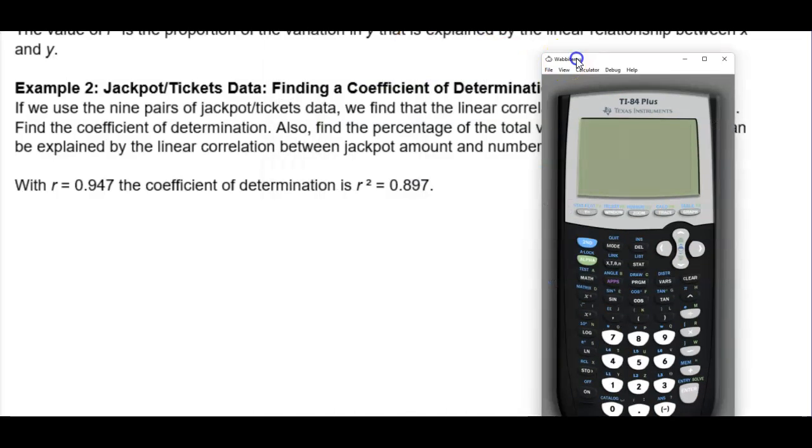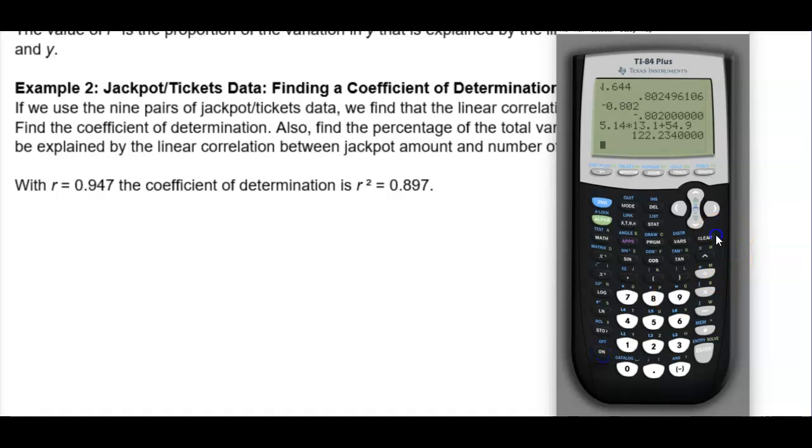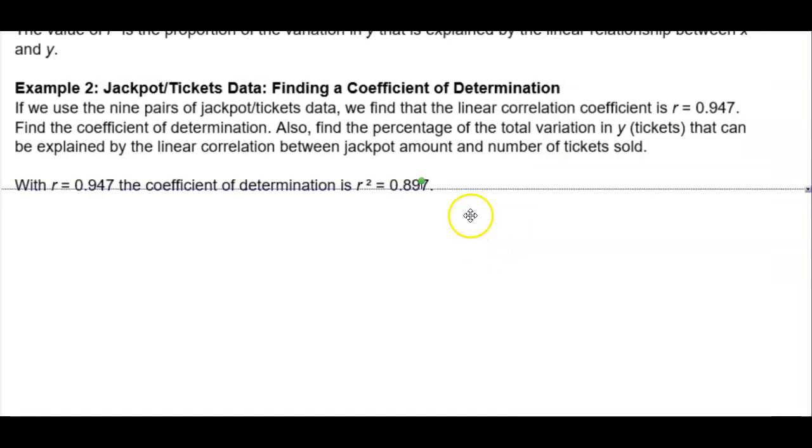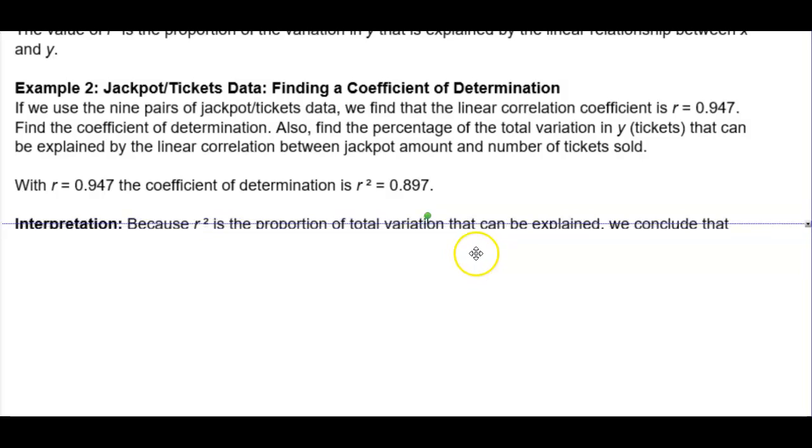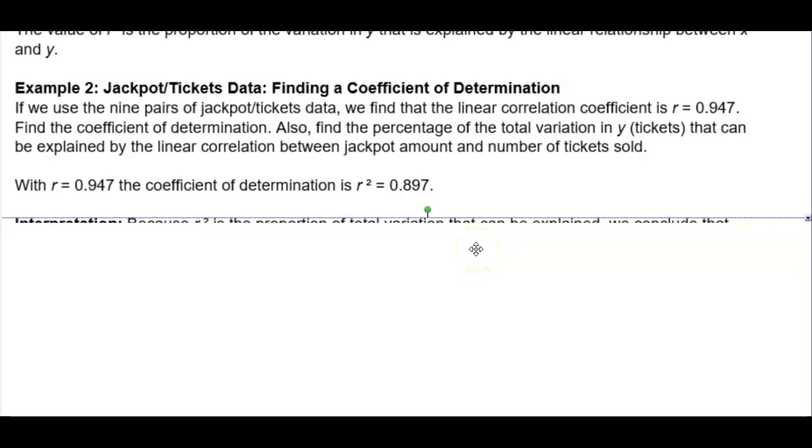Let's go ahead and do that on our calculator. So we're going to take the value of 0.947 and then we're going to square that. And that gives us, rounding it to 3 decimal places, 0.897. Now that gives us that as a decimal. So if we wanted to convert that to a percentage, then what we would do is multiply this by 100%, which then gives us approximately 89.7, or rounding that to 90%.